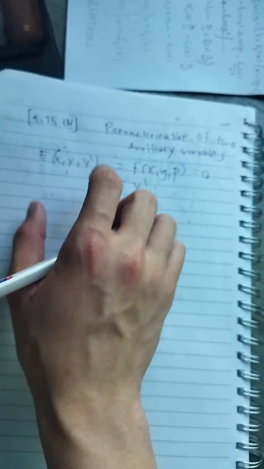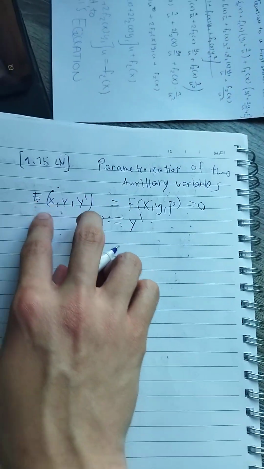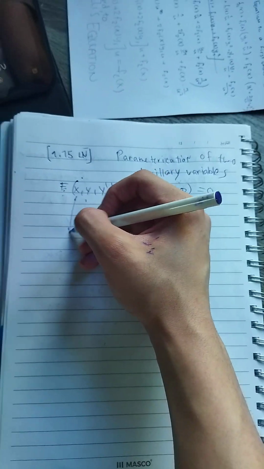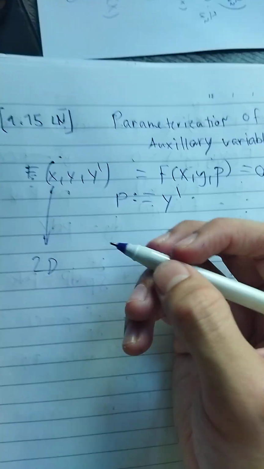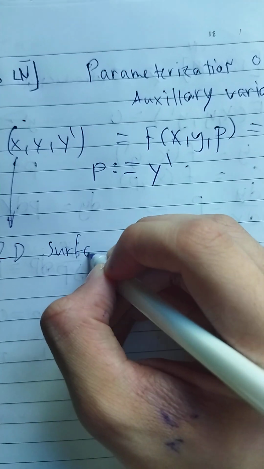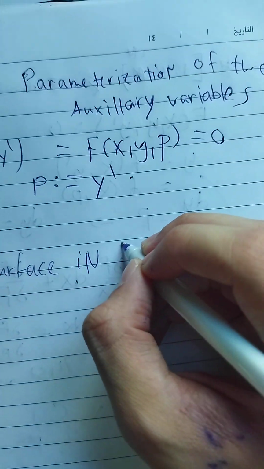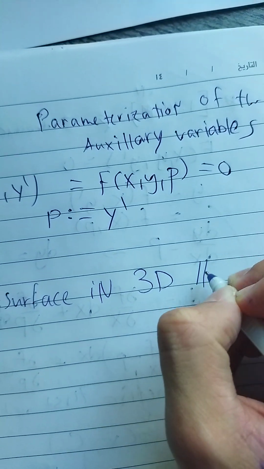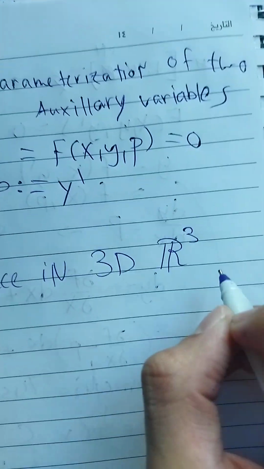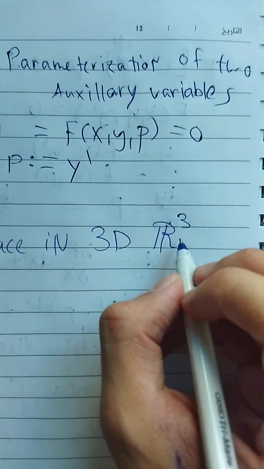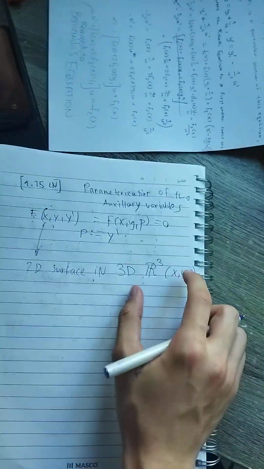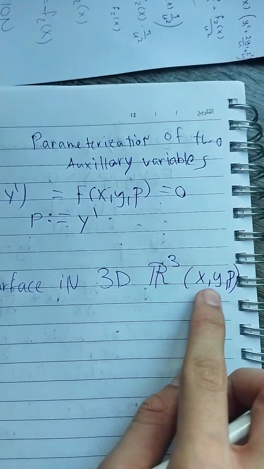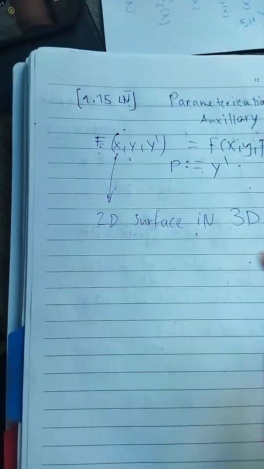I always say that this curve, this function, or this relation here describes a 2D surface in 3D, in this R cubed, with the coordinates being governed by x, y, and p. So in the space x, y, and p, this thing defines a 2D surface.